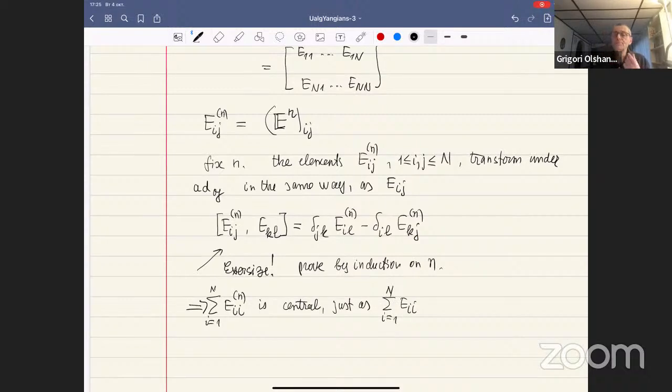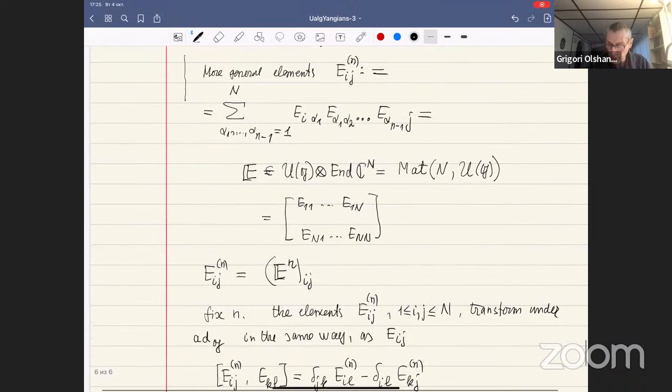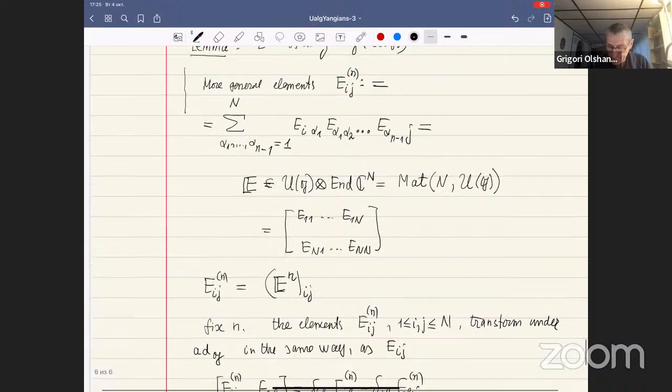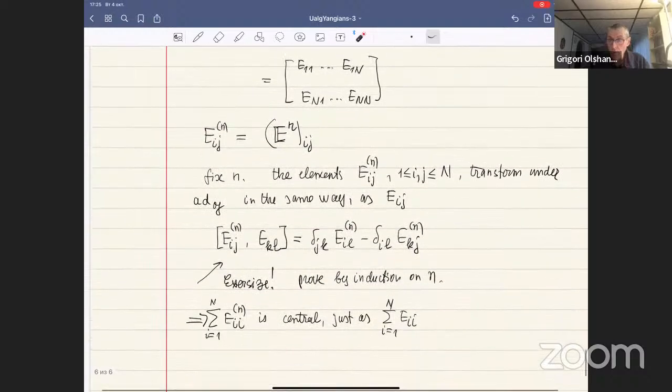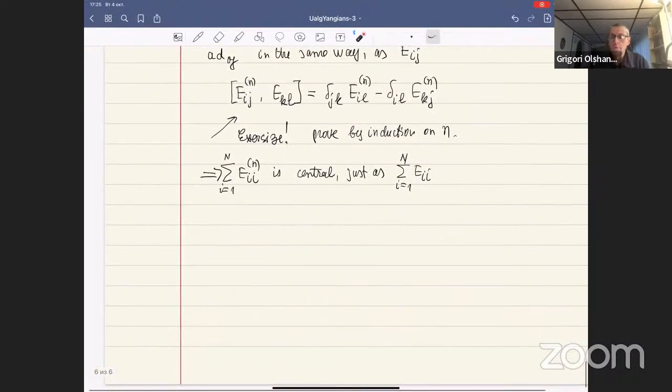So I would like to emphasize some point. In order to prove something about these elements, it is very useful to enlarge our construction and look at more general elements of this kind. So now we understand something about the structure of the center. So what is the conclusion?